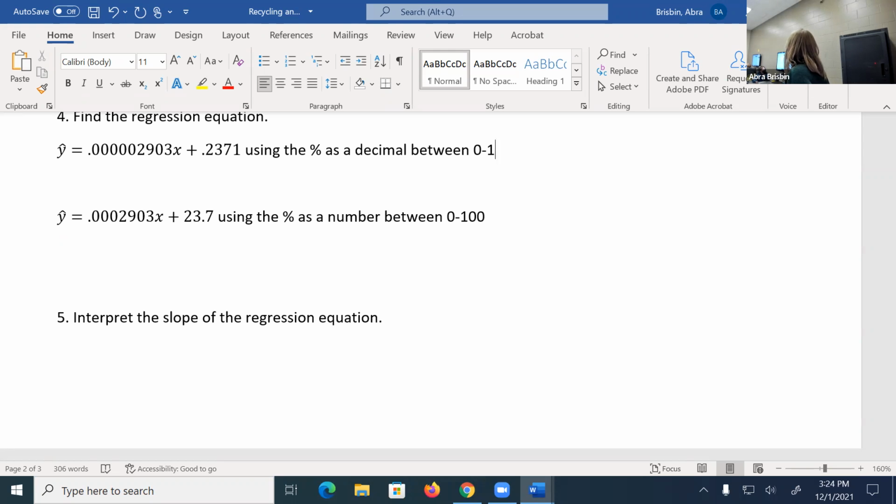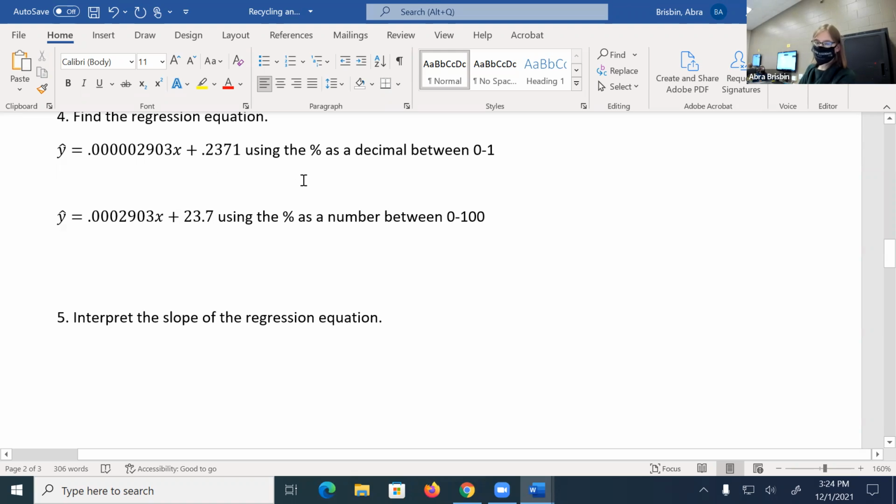So both of these are correct. It's a matter of what your units are. So this makes sense that if your percentage is a number between 0 and 100, what's the deal here?